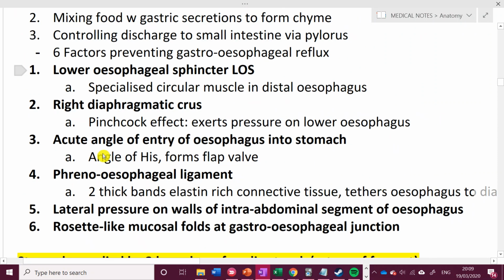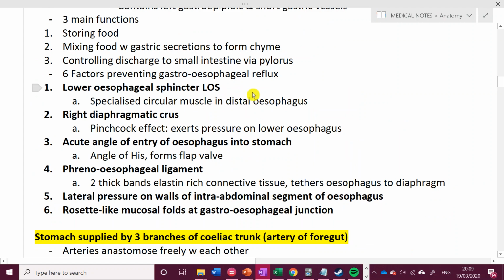So gastroesophageal reflux is basically when the chyme and the acid in that as well gets squeezed up into the esophagus, and it can cause damage. So there's 6 things that prevent this happening. Firstly, the lower esophageal sphincter, the LOS, the right diaphragmatic crus, the acute angle of entry of the esophagus into the stomach, the phrenoesophageal ligament, lateral pressure on the walls of the intra-abdominal segment of the esophagus, and rosette-like mucosal folds at the gastroesophageal junction.